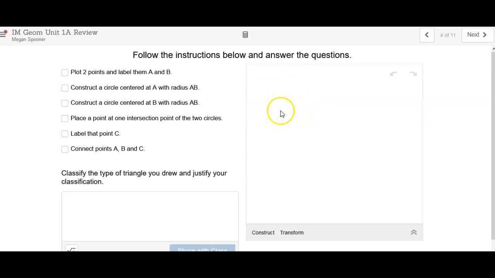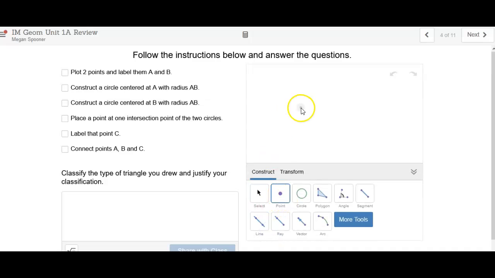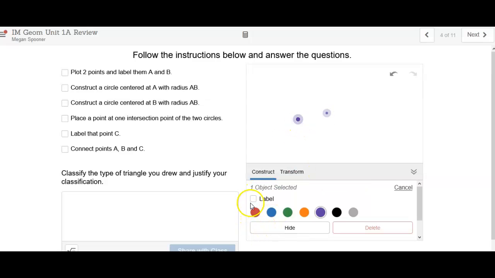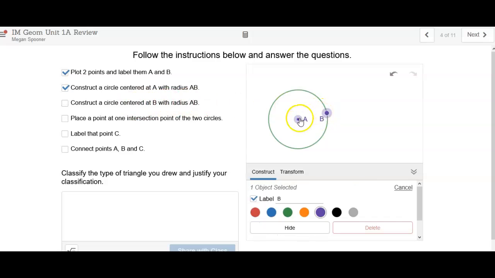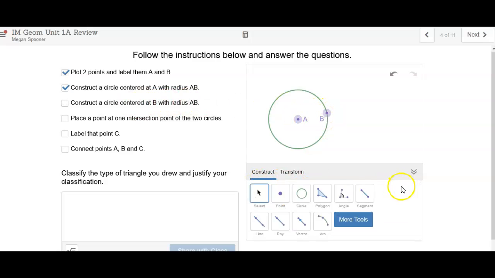So if we follow the instructions below and then answer the questions, the first directions say to plot 2 points and label them A and B. So we just put 2 points down. Remember that when you click on them, you can pick a label for them. So I have A here and I have B here. So I'm done with this one. The next thing we're going to do is construct a circle centered at A with the radius of AB. So that just means I'm going to start at A and end at B. So we're done with that one, and then we're going to do the other direction. So we're going to start at B and go back to A. So get my circle again, go from B to A.